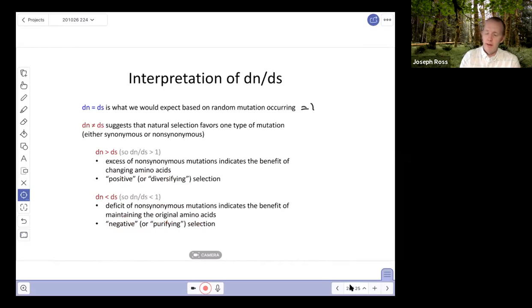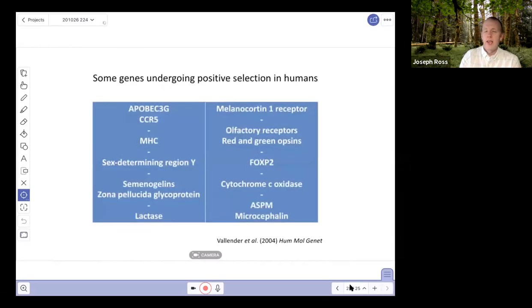So to close, here are some genes from a separate paper that were tested and were found to have positive selection, dn/ds greater than 1. More non-synonymous mutations happening relative to the possibility of them happening than synonymous change.